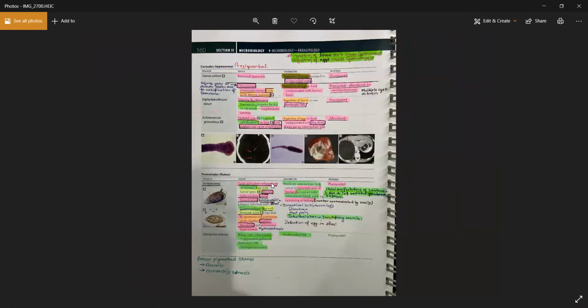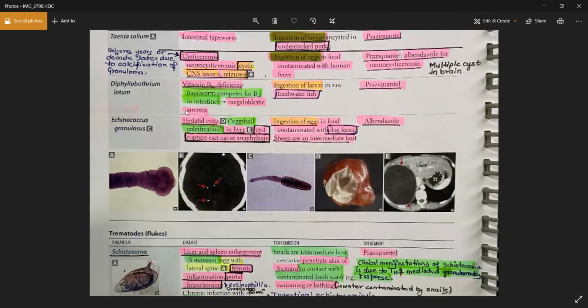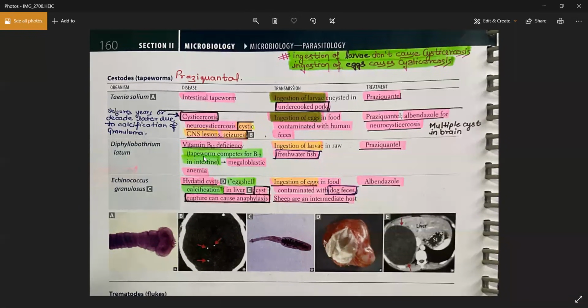Okay, then comes the cestodes, which are also known as tapeworms, and like we have listed already, this includes Taenia solium, Diphyllobothrium latum, and Echinococcus granulosus. So for Taenia solium, you need to know that it is an intestinal tapeworm and it can cause cysticercosis, but you need to know how you get the intestinal tapeworm and how you get the disease cysticercosis.